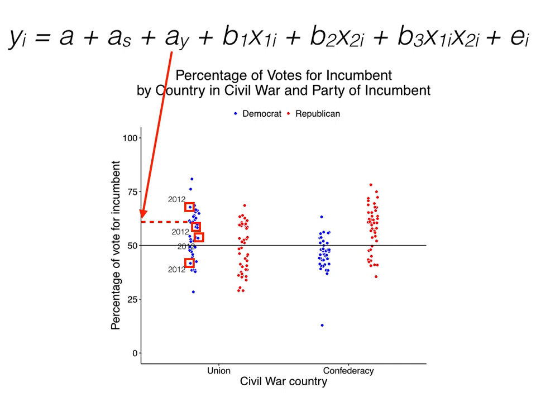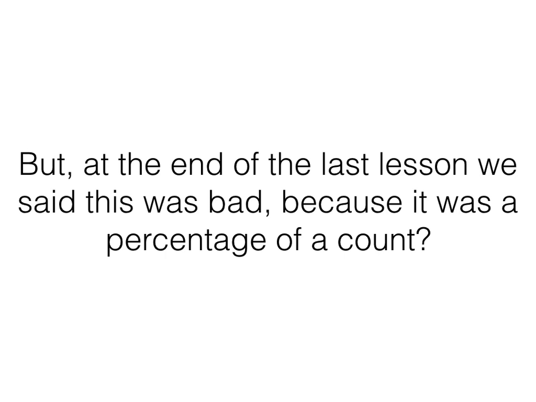This is all great, but we're still talking about our dependent variable as a percentage of votes for the incumbent. And, at the end of the last lesson, we said it was bad to use percentage of votes as our dependent variable because it is based on count data. Well, yes, that's true. And with a mixed effects model, we can now analyze a categorical dependent variable, something that wasn't possible with an ANOVA.